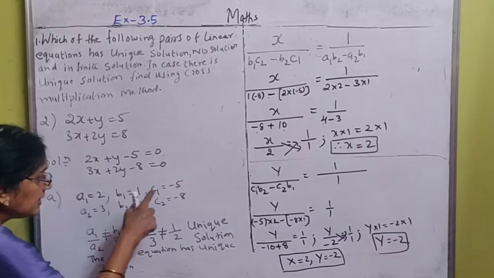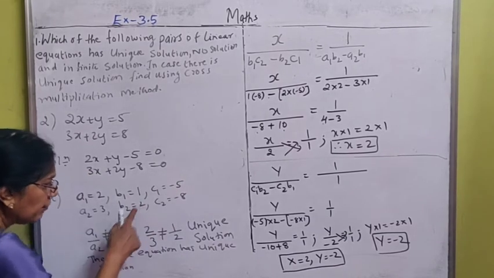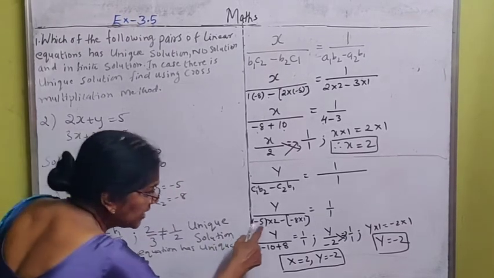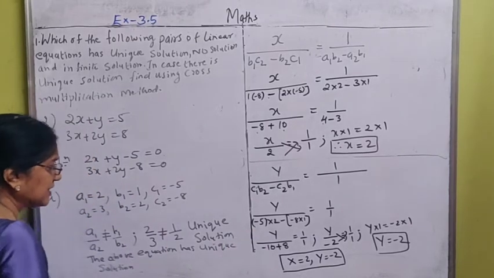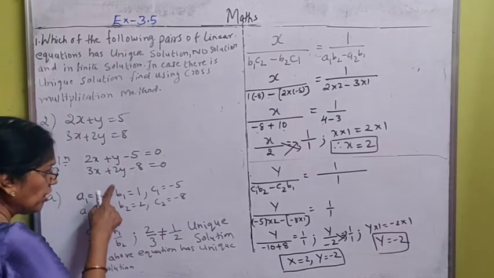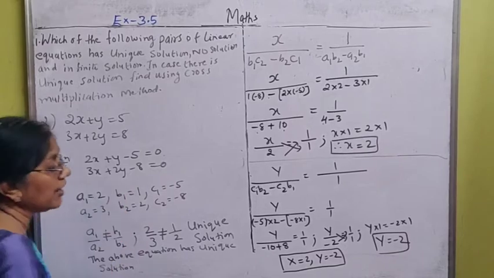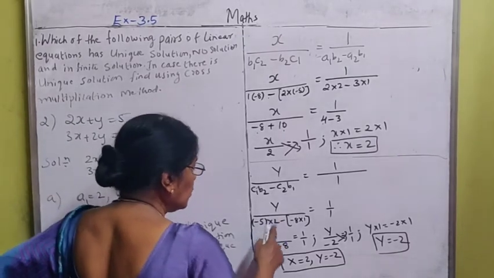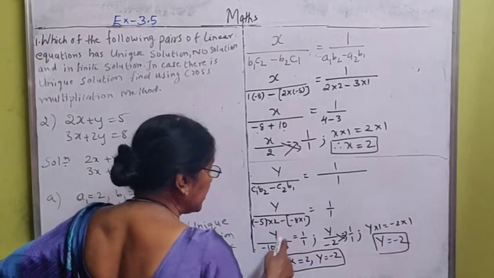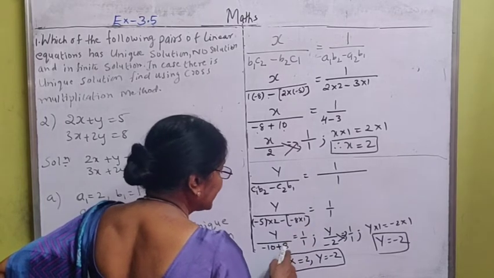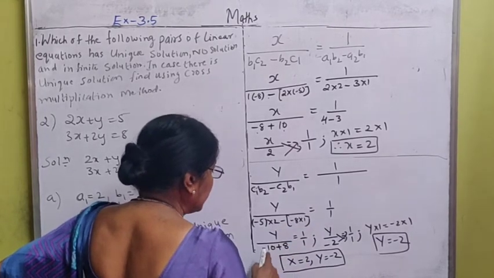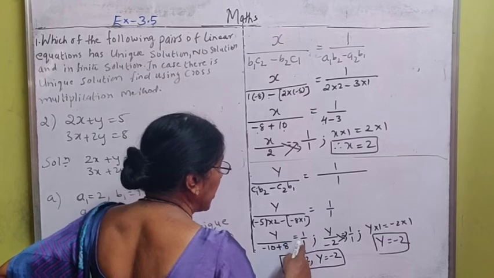c1 b2: c1 is minus 5, b2 is 2. So minus 5 into 2. Again minus sign, in the bracket c2 b1: minus 8 into 1. Minus 5 into 2 is minus 10. Minus into minus is plus. 8 into 1 is 8. So y divided by minus 10 plus 8 is equal to 1 by 1.